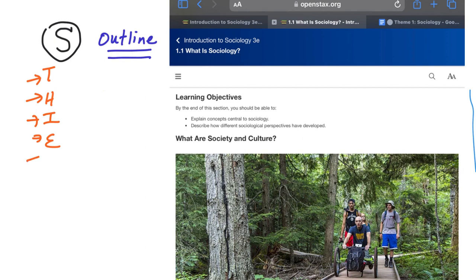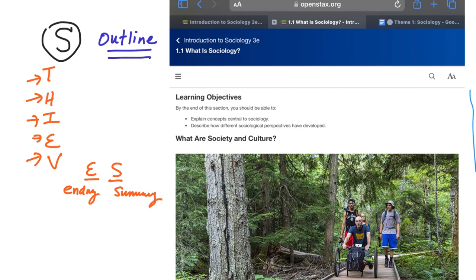V is going to be visuals. We do have some pictures. Now, there's also an E and an S. Ending. Usually the ending is questions at the end. Summary is if you're reading a textbook, sometimes there's a summary.